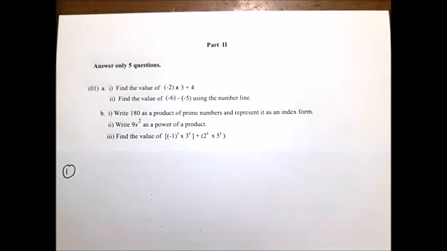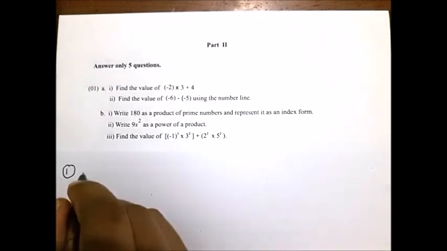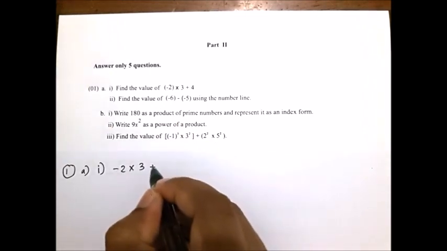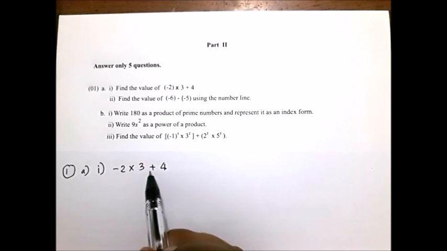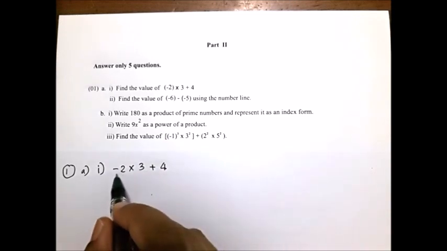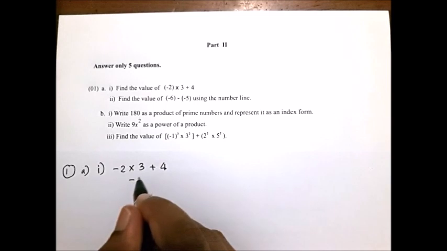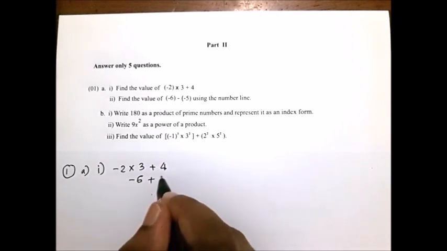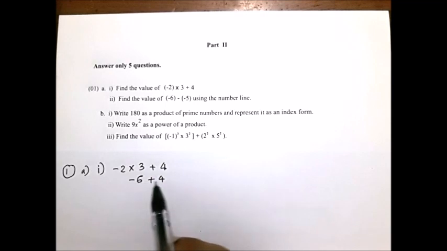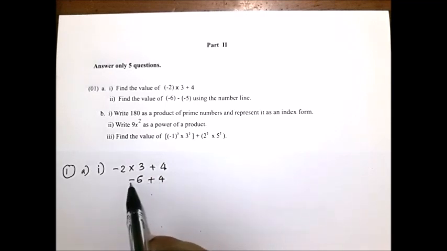Let's start paper 2, first question. Find the value minus 2 multiplied by 3 plus 4. There are two mathematical operations, multiplication and addition. Which one do you have to do first? First, do the multiplication. Minus 2 multiplied by 3, minus 6. Then plus 4. Here addition of two directed numbers, but the sign is different. First subtract these two and put the sign of the larger one. Answer is minus 2.